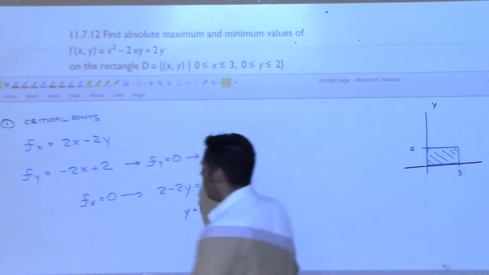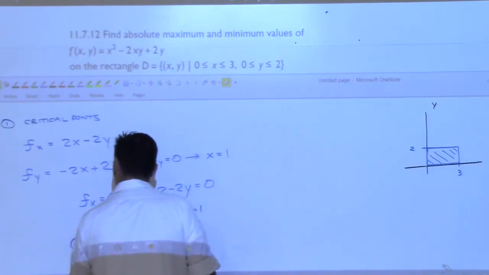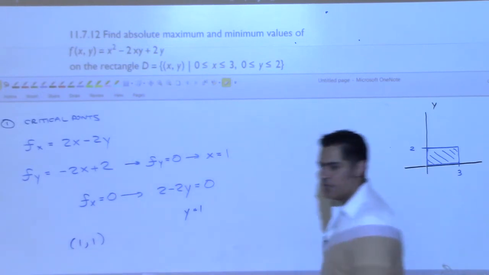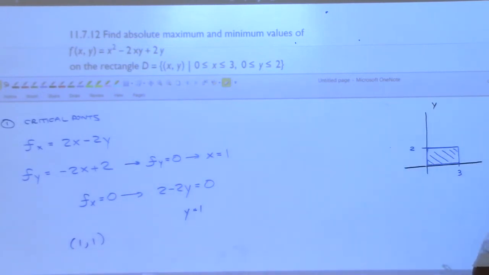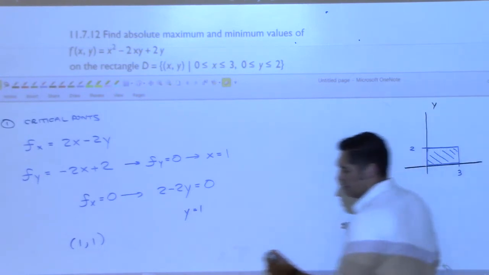So the critical point is (1, 1). Is this point valid? Yes. Why is it valid? Yeah, it lives in here, right? So it's valid. Check mark.